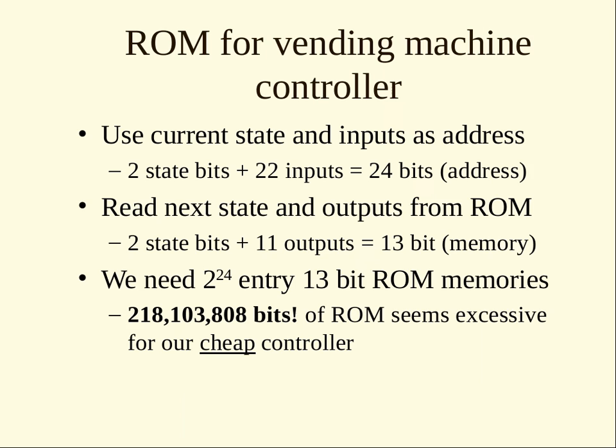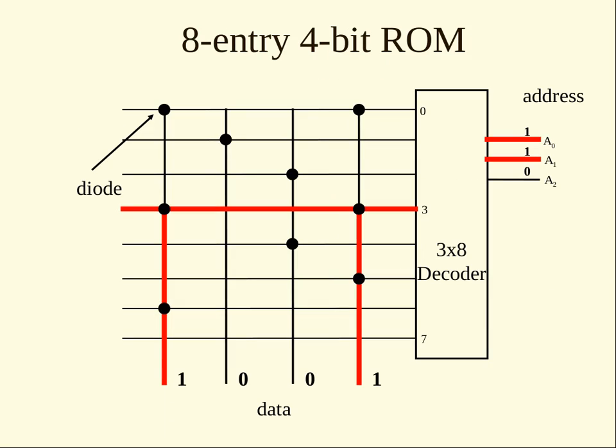All right. Okay. So for our vending machine, let's actually think about it. We have 2 bits of state. We have 22 inputs. We have 10 drink selections, 10 sensors, so that's 20 right there. A coin trigger and a refund button, so that's 22. So that would mean that our ROM would have 24-bit addresses going into its decoder, aka it should have 24 lines coming in.